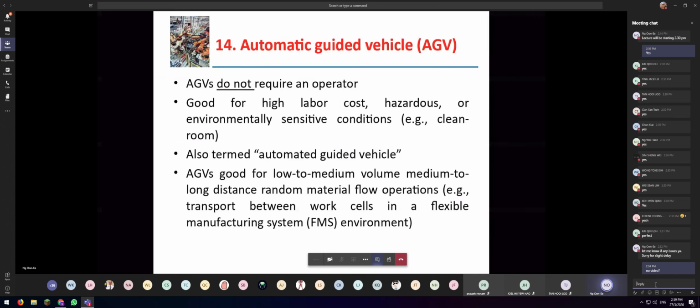The whole point of AGV is it does not require an operator. And this is good for hazardous environments or environmentally sensitive environments, so clean rooms and things, because labor that goes in will need to clean properly and wear appropriate protective equipment, and also in environments where the labor cost is high. And almost all nations' labor cost increases over time as the nation develops. So eventually you start moving towards AGVs.